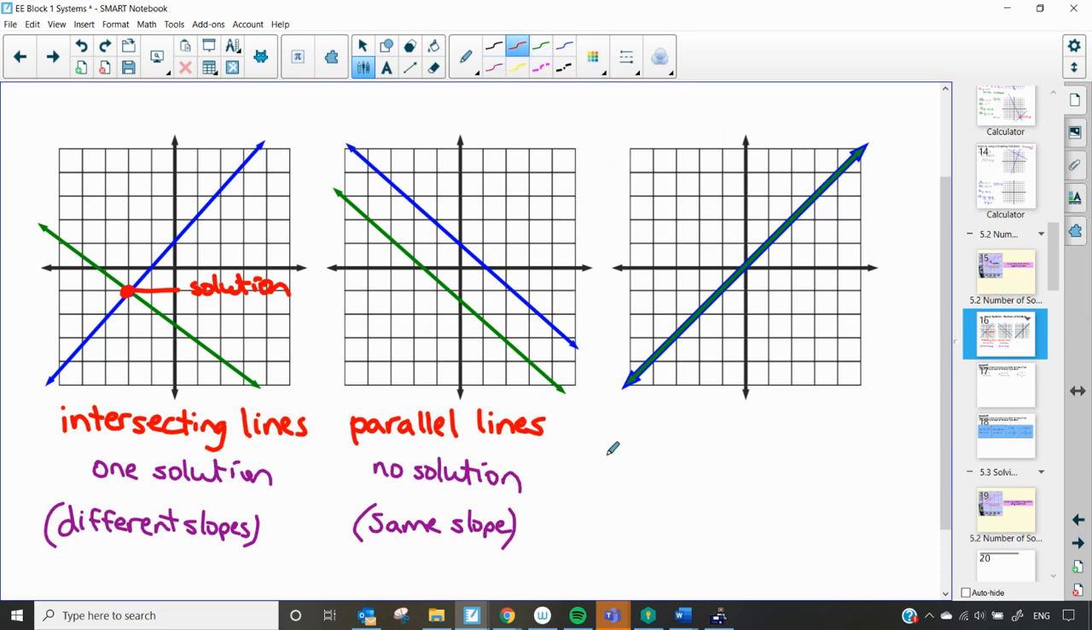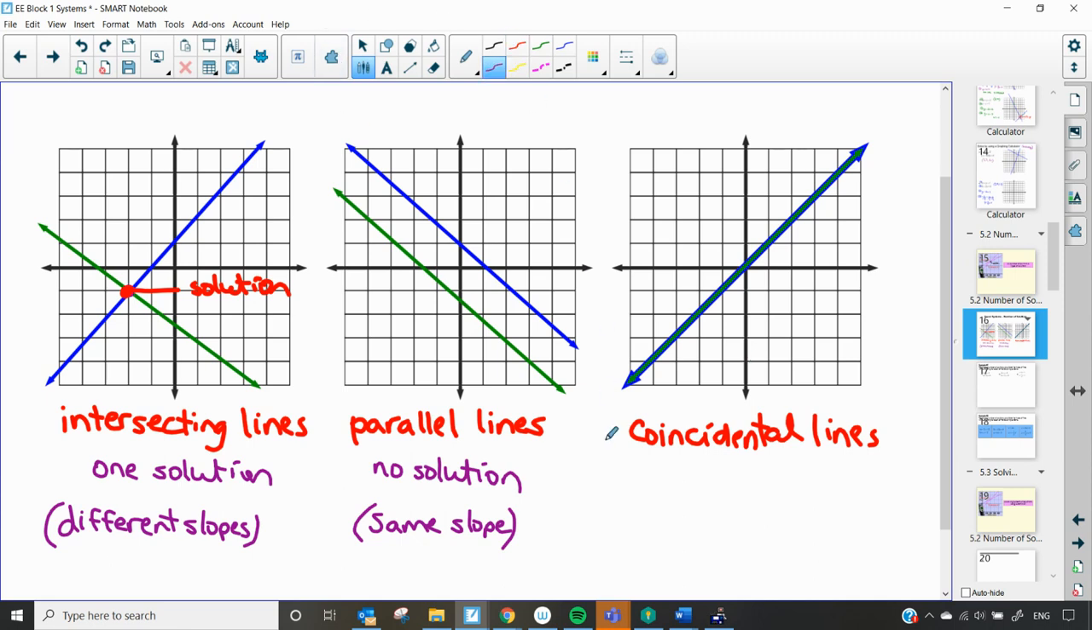Now the last type is called coincidental lines. And I always think about this one as a coincidence. It is not very common to see the two lines on top of each other like that, so it's a coincidence that they end up being identical.